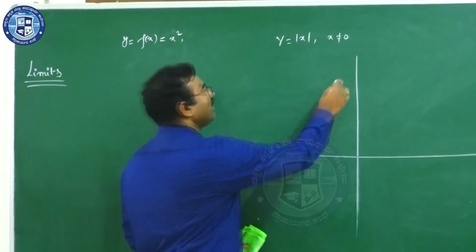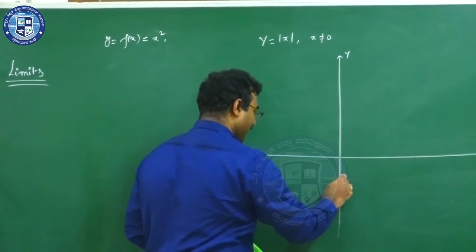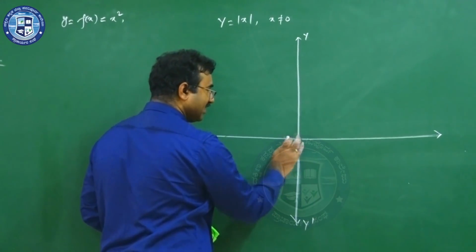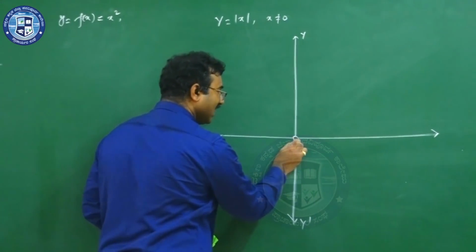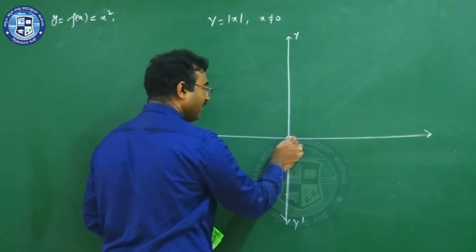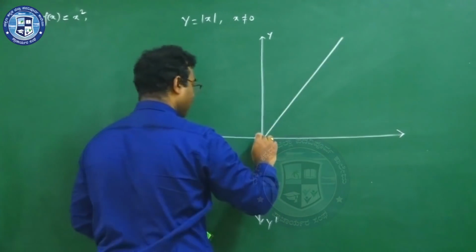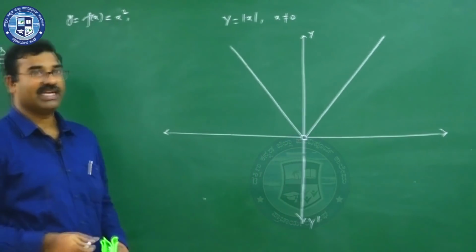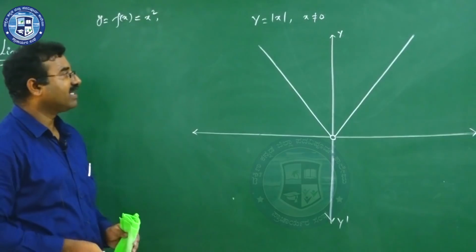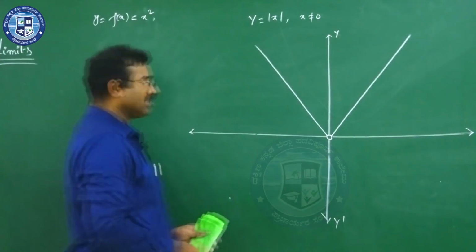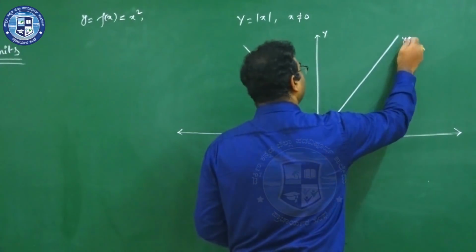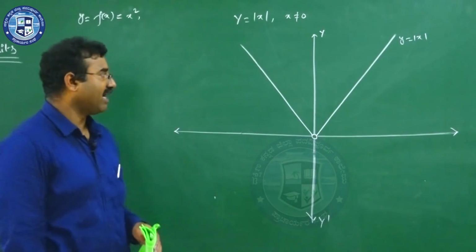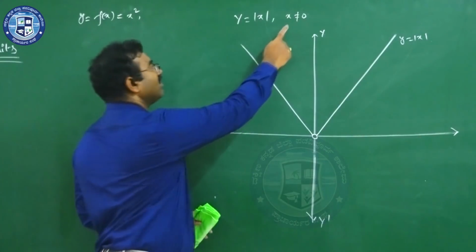Then how will the graph be? Because 0 is not present, there will be a hole here. Because you know the graphs, I am drawing it taking that for granted. So this is the y is equal to mod x graph. This is a simple graph. y is equal to mod x, x not equal to 0.